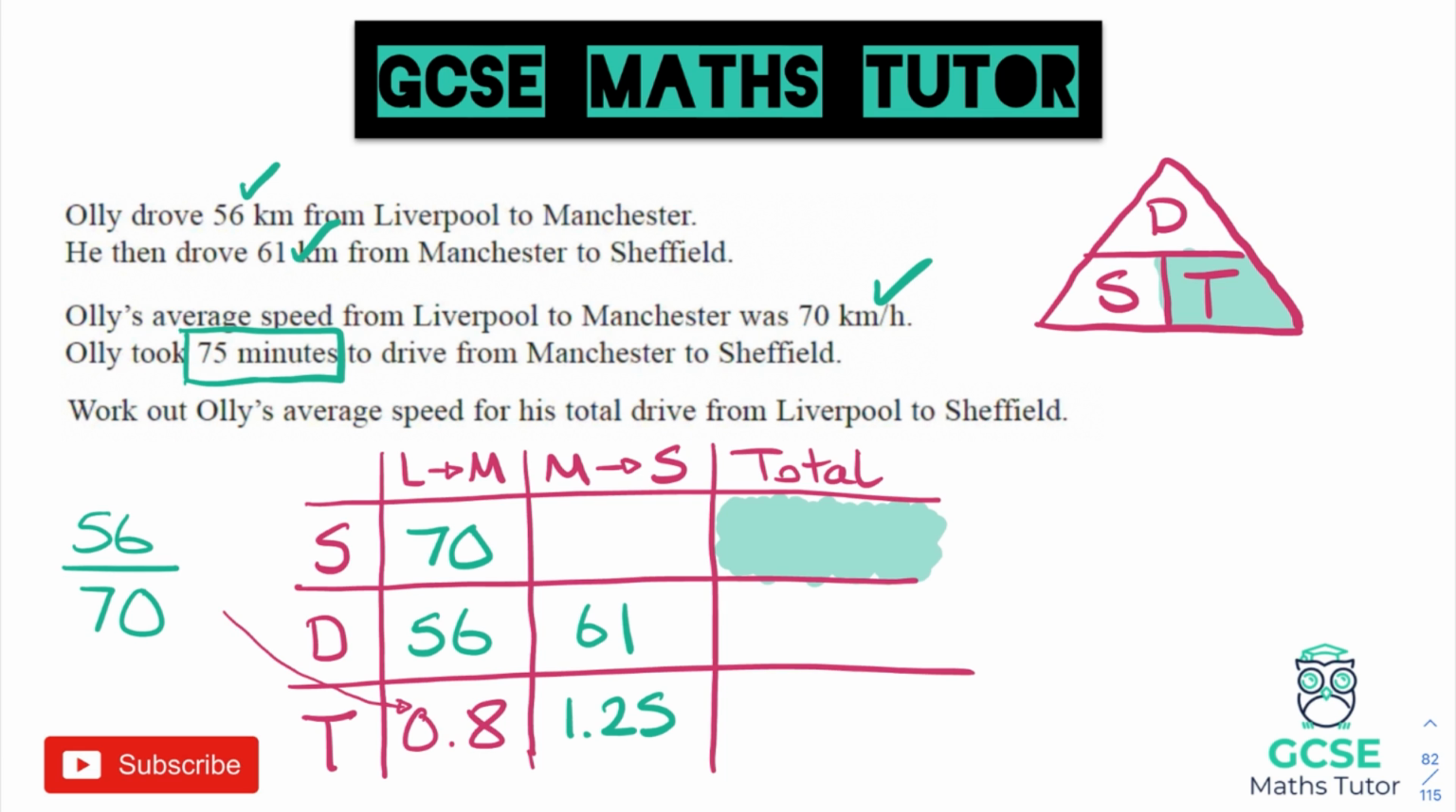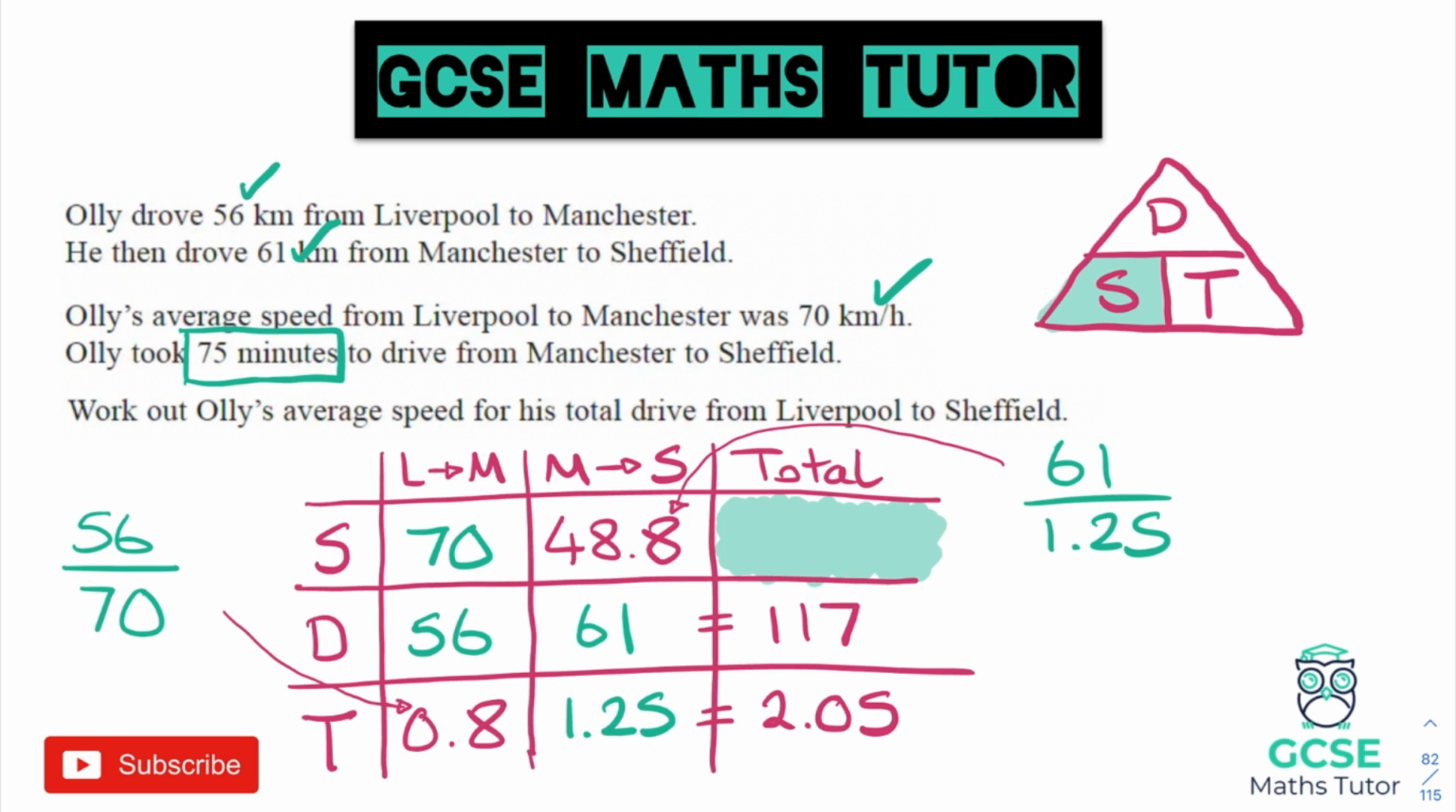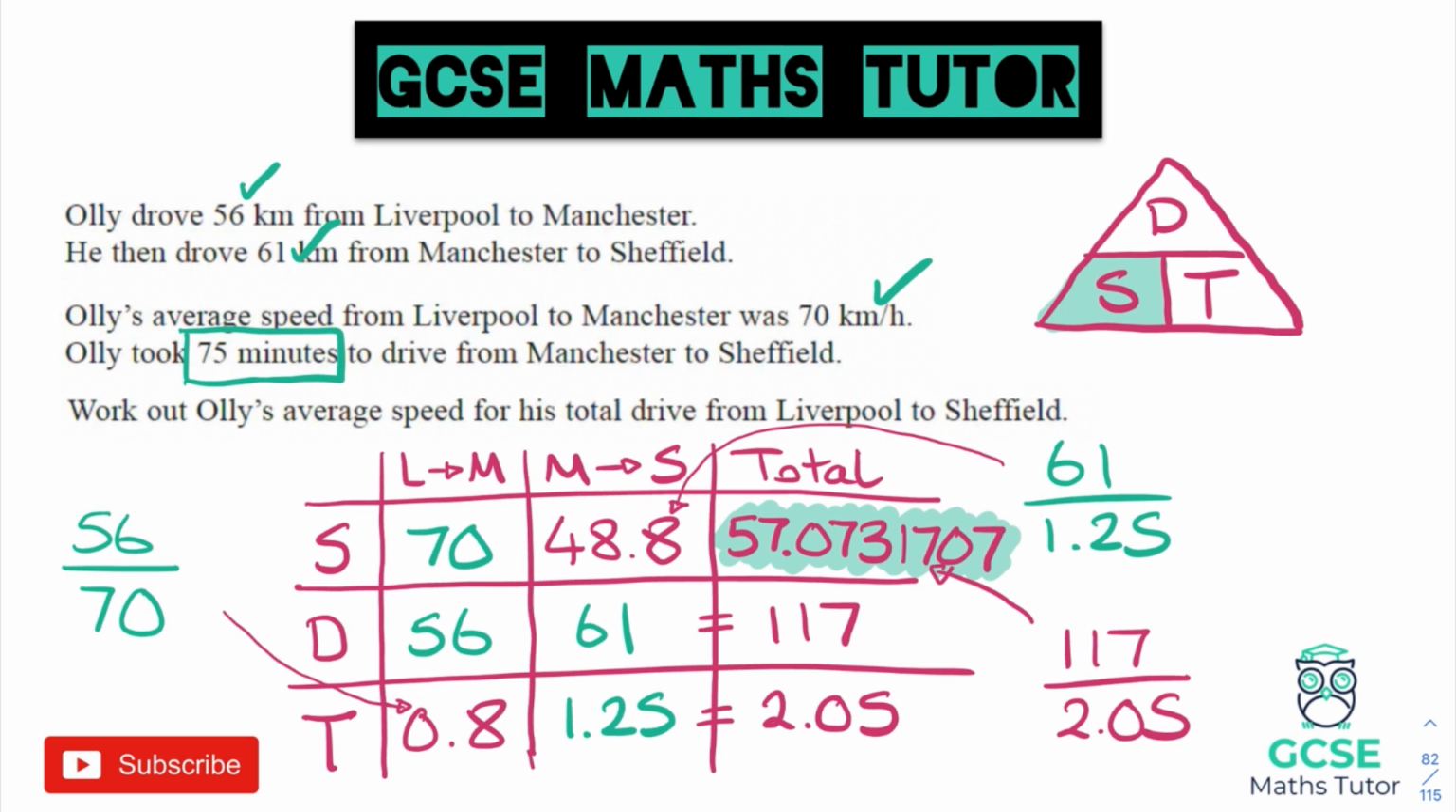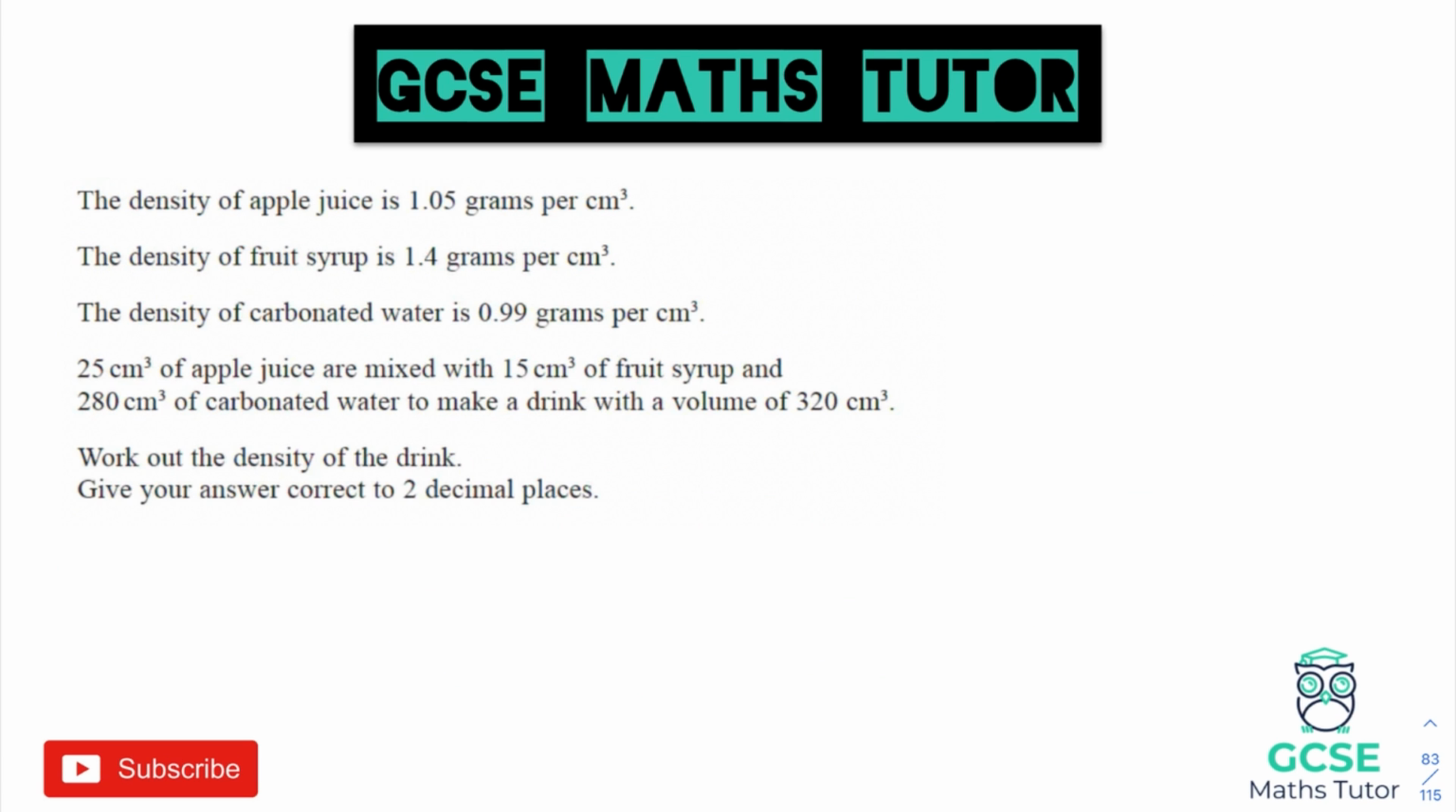So for time, it's distance over speed. For speed, it's distance over time. And when you have a table like this, you need to get the total distance and the total time in order to work out the overall average speed, which we can then do as normal by doing speed is distance over time. You may also have to do this with mass, density and volume.